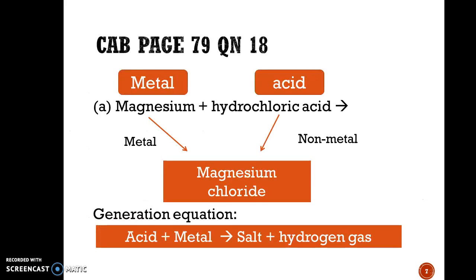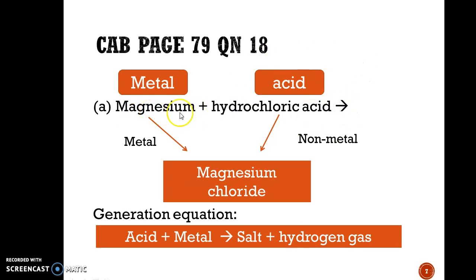So let's take a look at magnesium, which is the metal itself, plus hydrochloric acid. So this is the acid. Then how do I name the salt? Now I'm going to explain. First of all, how do I know if it's an acid? If you see the name behind, there's the word acid. That is the acid itself.